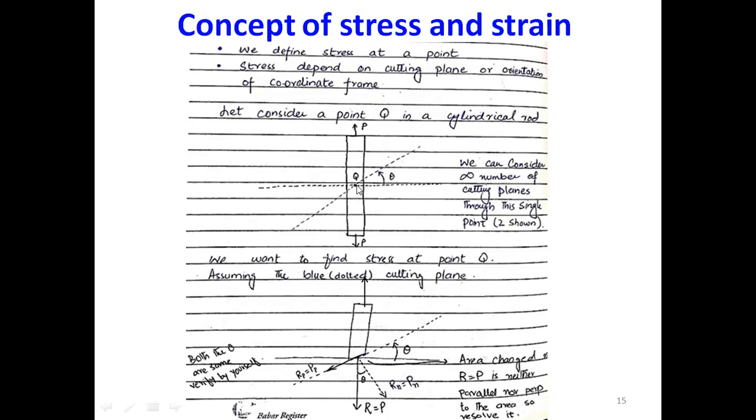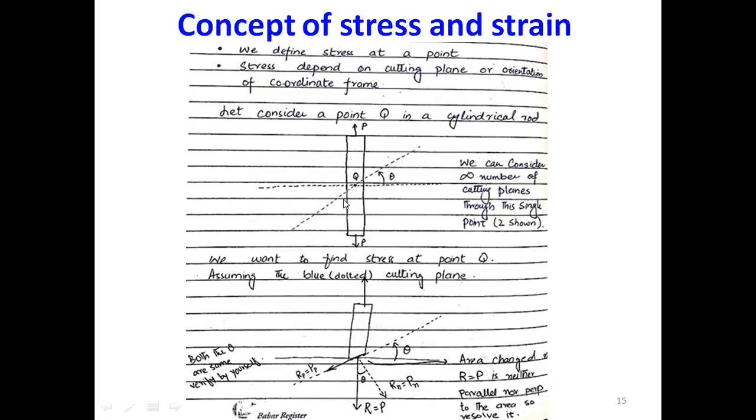And we are taking a point within the material. Let's say this point is Q. And I am passing a line through this point, a cutting plane. Assume that this is a cutting plane. So we could cut this rod into two pieces with that. Similarly, another person is passing a cutting plane or line which is at an angle of theta with the horizontal line.